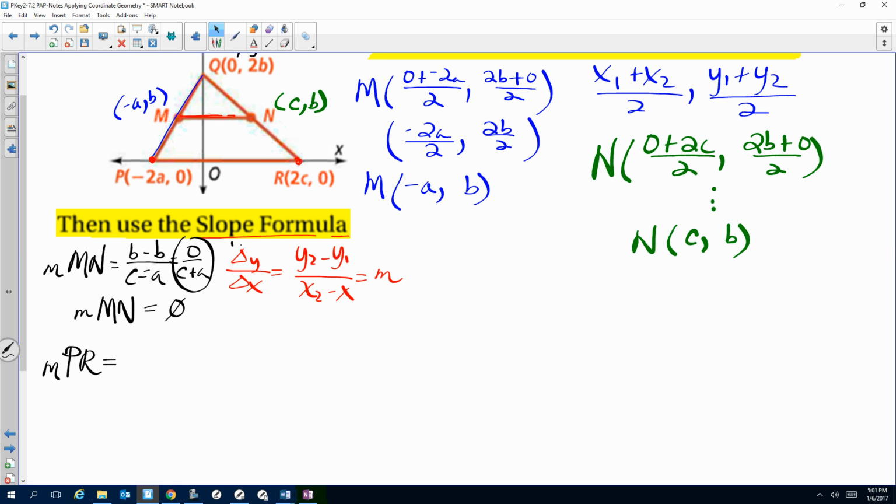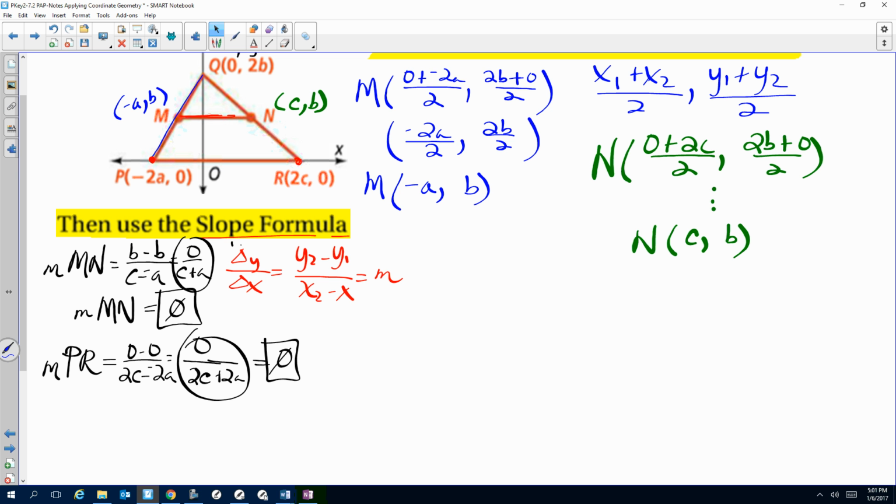Therefore, exactly, parallel. So we've got the slope of PR. We're going to do the change in the y value. So that's just 0 minus 0. And the change in the x is 2c minus the negative 2a. Well, the numerator is 0. And basically we have 2c plus 2a. And again, this is going to end up being just 0. So now I'm showing that they have the same slope. So I can make a conclusion here.